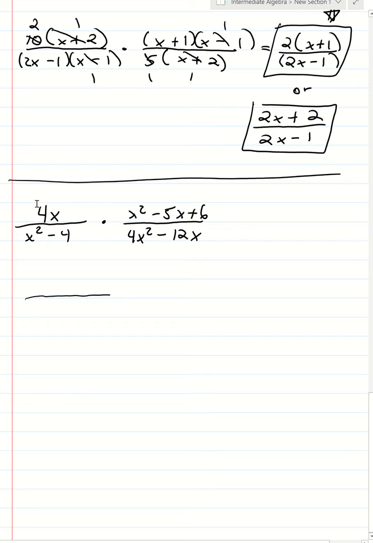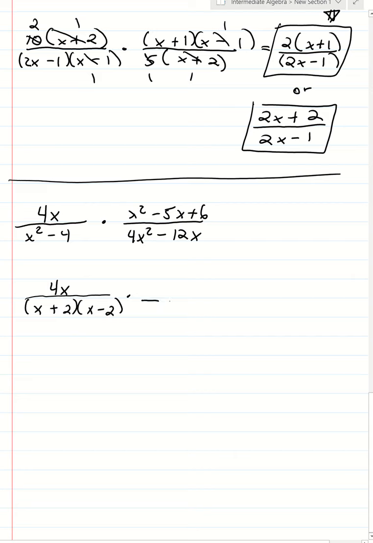I'm going to leave my first numerator of 4x. This first denominator, I recognize it as the difference of two perfect squares. So I'm going to factor it down as such, x and x, plus and minus, and factors of the 4, 2 and 2.